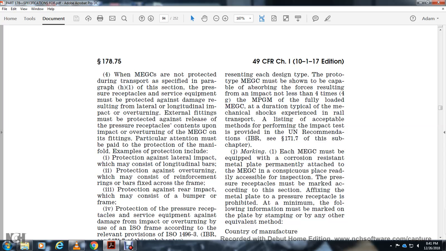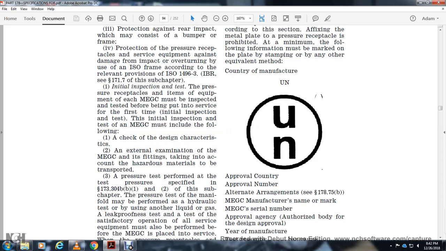Each MEGC must be equipped with a corrosion-resistant metal plate permanently attached to the MEGC in a place readily accessible for inspection. Pressure receptacles must be marked in accordance with this section. Fixing the metal plate to the pressure receptacle is prohibited. At minimum the following information must be marked on the plate by stamping or any other equivalent method: country of manufacture, approval country, approval number, alternative arrangements, MEGC manufacturer name and mark, MEGC serial number, approval agency, and the authorized body with the design approval.